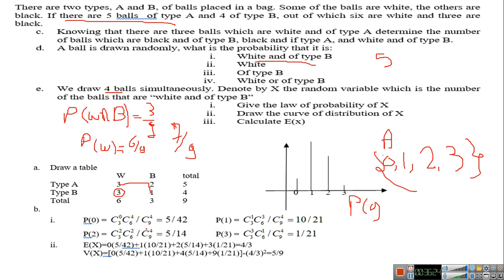I want 1. It means 1 out of 3 combination and 3 out of these 6 over total. P of 2. So I have 2 out of 3 and 2 out of 6. I want P of 3, 3 out of 3 and 1 out of 6. If you make the sum, it will be 1. And if you want to find the expected value, you do 0 times 5 over 42 plus 2 times 5 over 14 plus 1 times 10 over 21 plus 3 times 1 over 21. You're going to get 4 over 3.